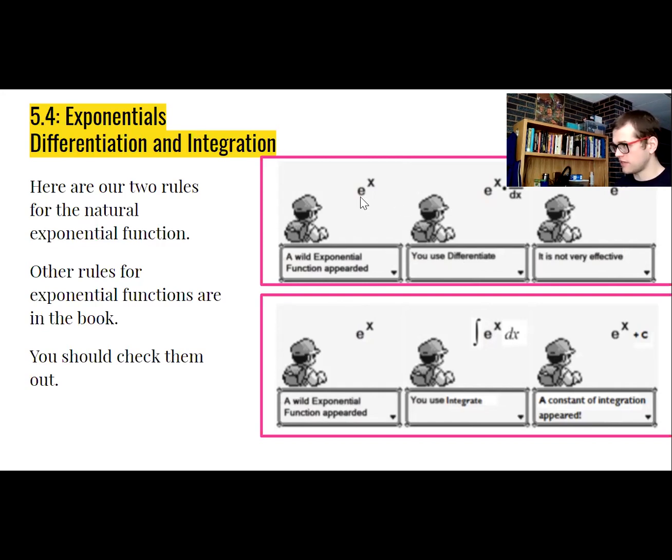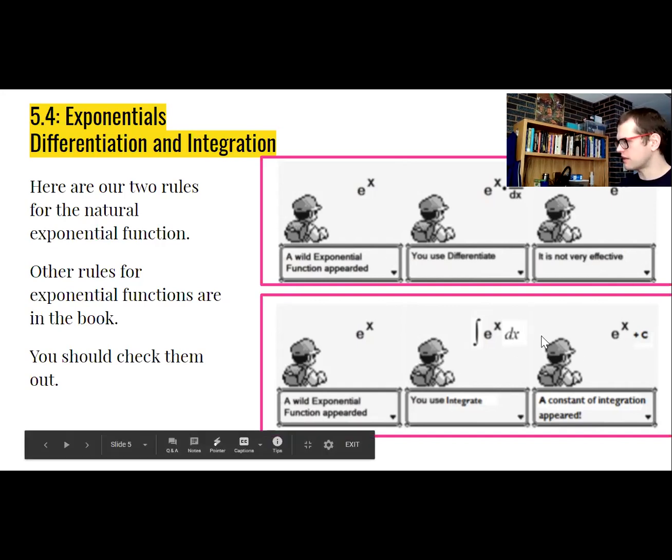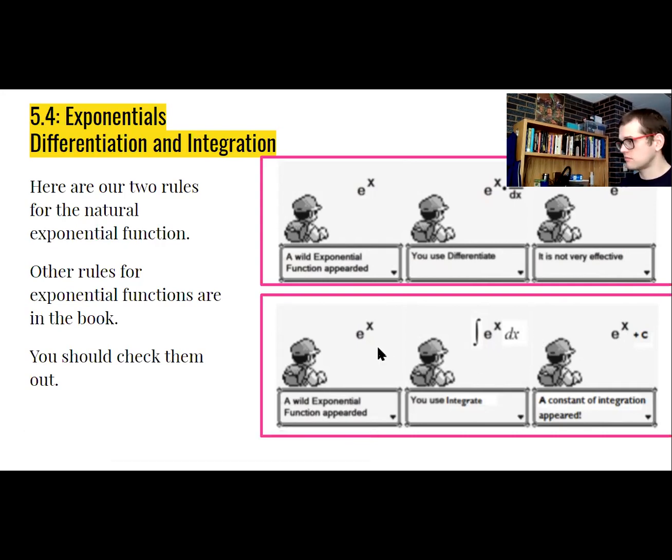But here are the two ideas that I want you to get out of this. The derivative of e to the x is e to the x. That's honestly why I like it so much, because I think it's so cool that it's its own derivative. And for that matter, it's its own antiderivative too. The antiderivative of e to the x is e to the x plus c. You have to remember that plus c. Make sure you do that.